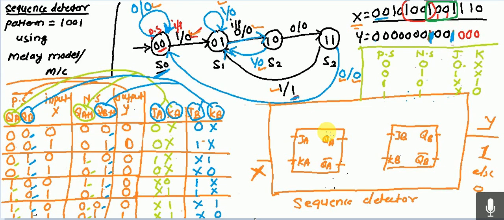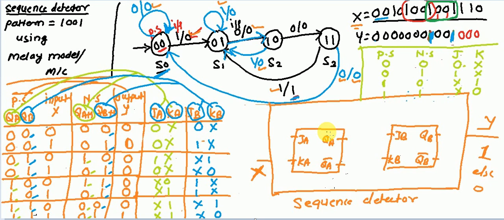Sequence detector is a sequential logic design which is used to detect the particular pattern in a given stream of bits. Here we are going to design a sequence detector for the pattern 1001 using Mealy machine model. So here first we need to define the number of states required for designing the state diagram using Mealy machine model for the pattern 1001.